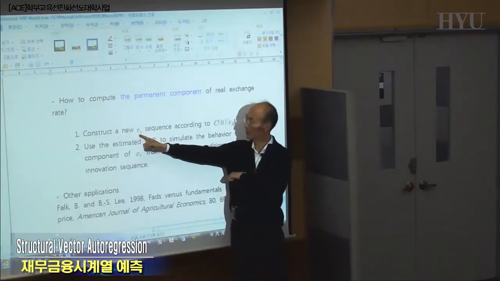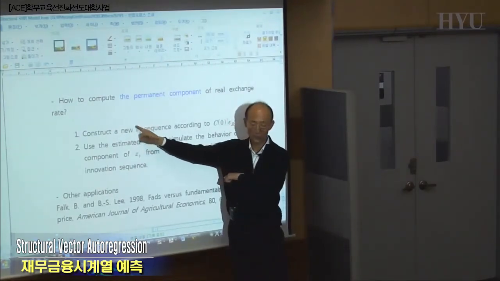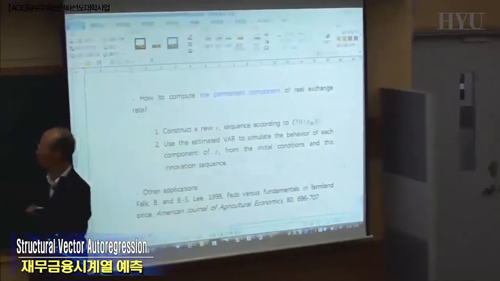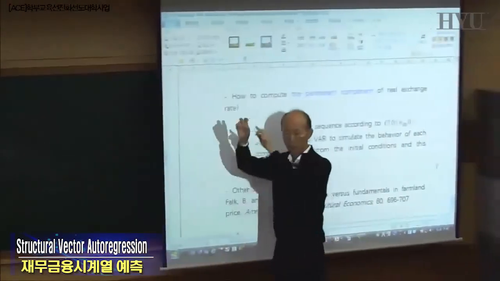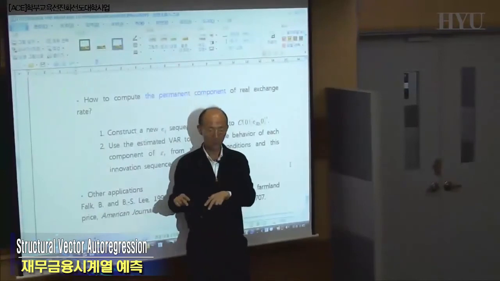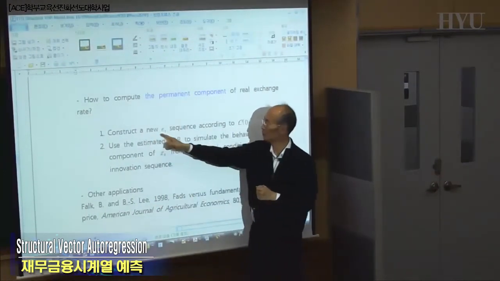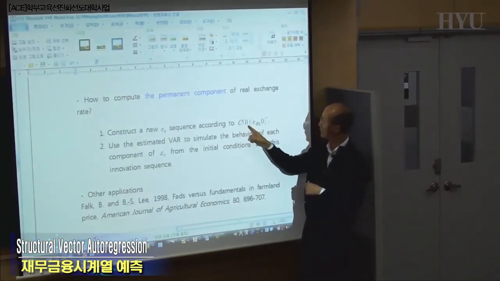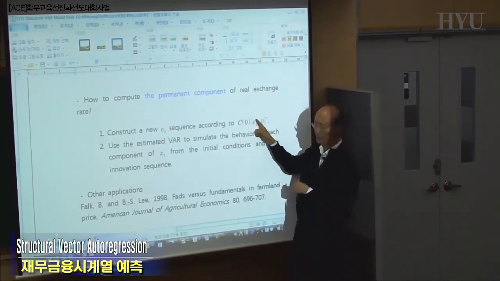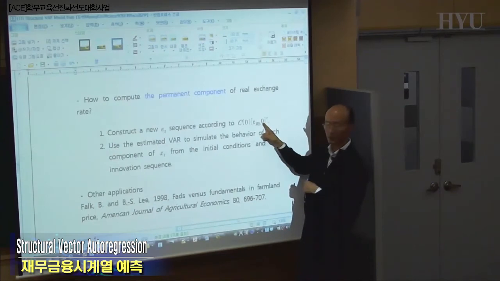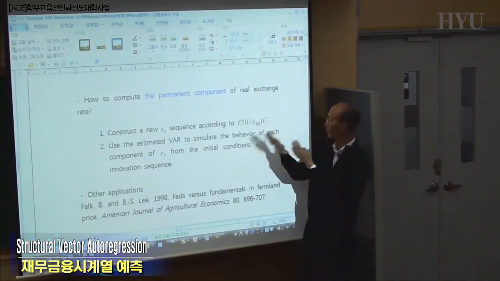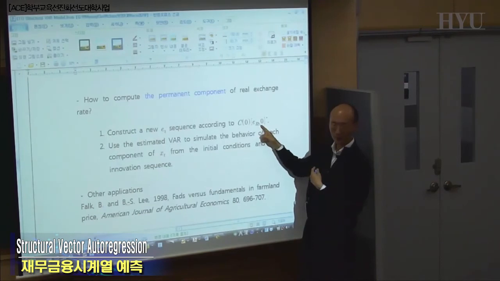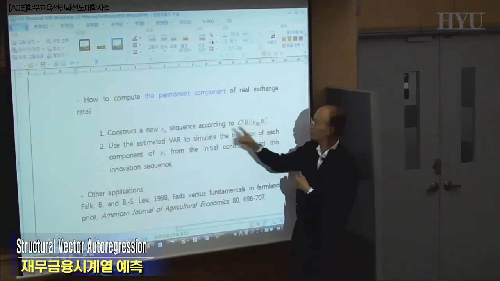Now construct new E of t of VAR. We have E of t from VAR already, right? But let's recalculate new E of t according to this configuration. C0 multiplied by, this is the one already computed, and constrain this part 0. So we zero out nominal shock part. Nominal shock. Okay? So this is your new ET.